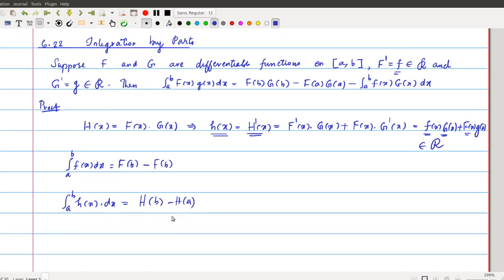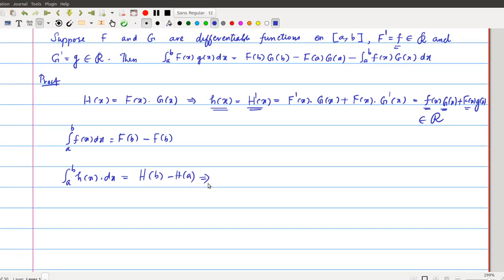Now we observe the consequence of this equation. So this implies integral a to b. What is h of x here? h of x is this small f of x capital G of x dx plus integral a to b capital F of x small g of x dx equal to H of b minus H of a. What is H of b? H of x is defined as this product of F and G. So this is F of b G of b, that is H of b, minus H of a. What is H of a? F of a G of a.